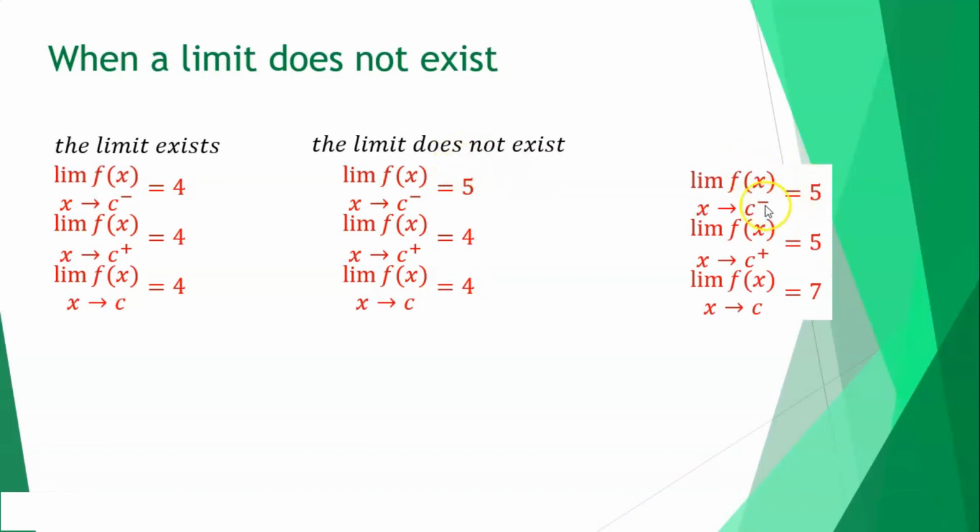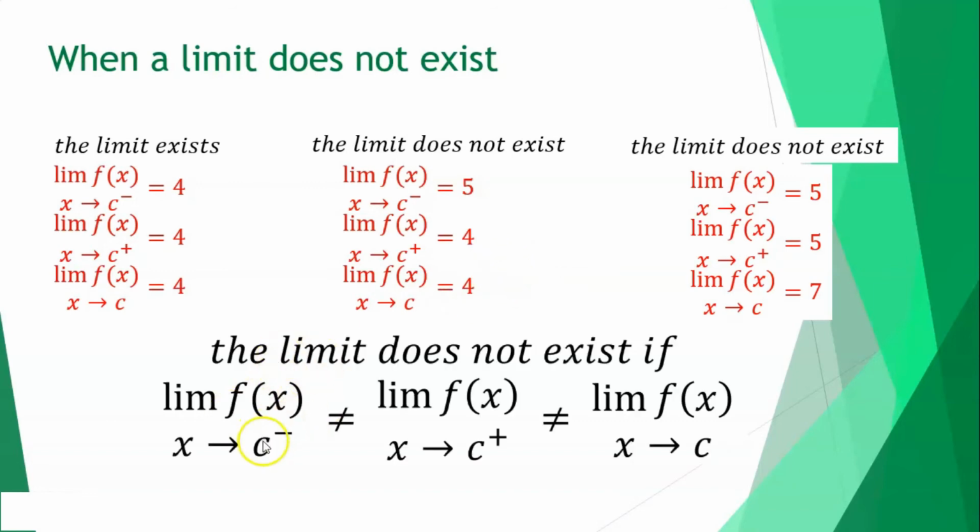While this one, from the left is 5, from the right is 5, but f of c is 7. With this, the limit does not exist. So therefore, a limit does not exist if from the left, it is not equal to from the right, and it is not equal to f of c. So with this, a limit exists if and only if all of these values are equal. So let's have an example.